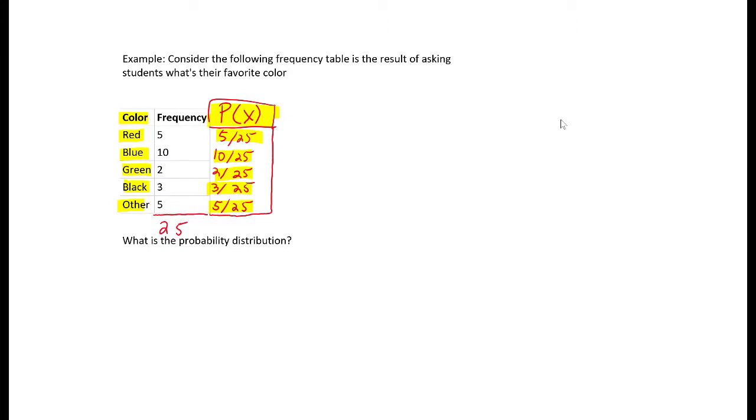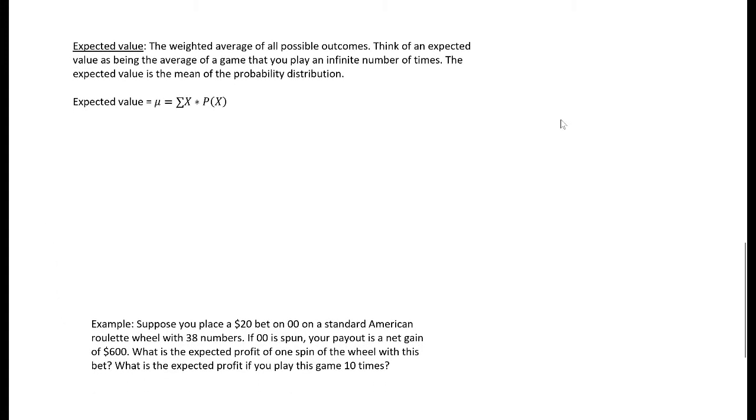Once we have a probability distribution, something that has a really cool context in a lot of different fields is the concept of expected value. An expected value is the weighted average of all possible outcomes. Think of an expected value as being the average of a game that you play an infinite number of times. The expected value is the mean of the probability distribution. Very important: anytime you're asked to find the mean of the probability distribution, you're finding the expected value. They are synonymous.